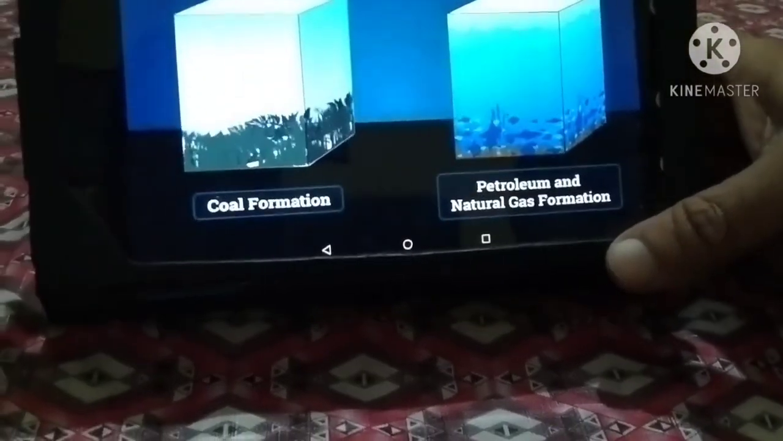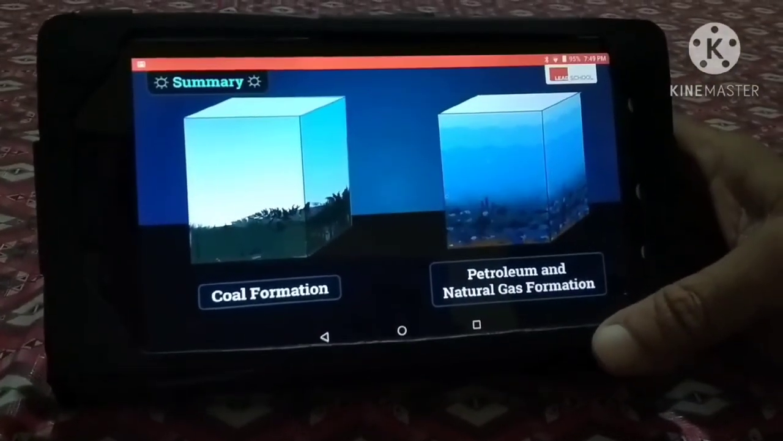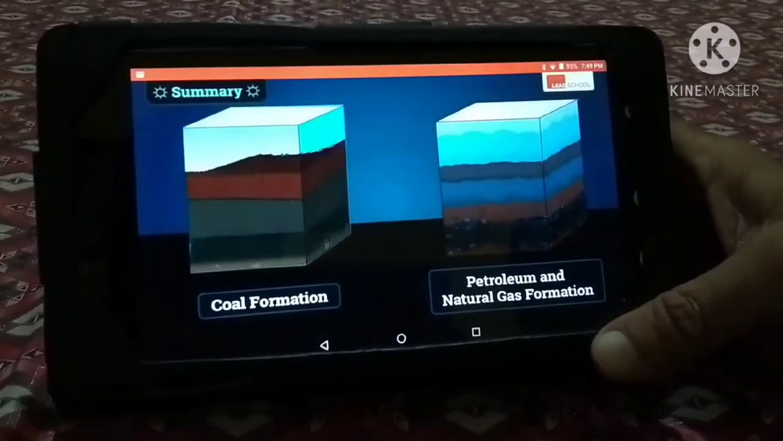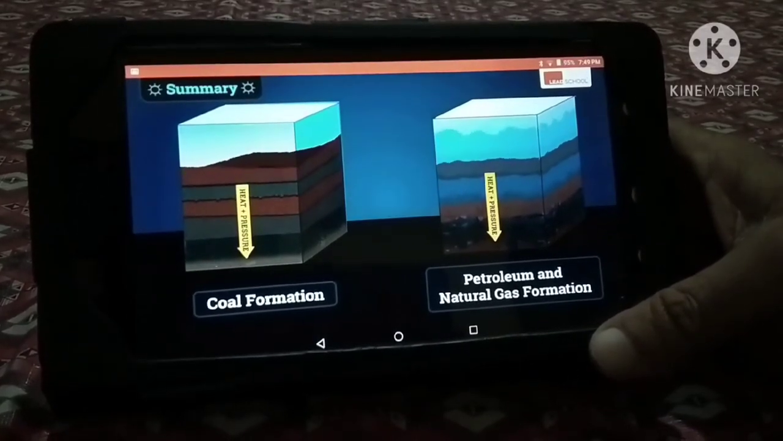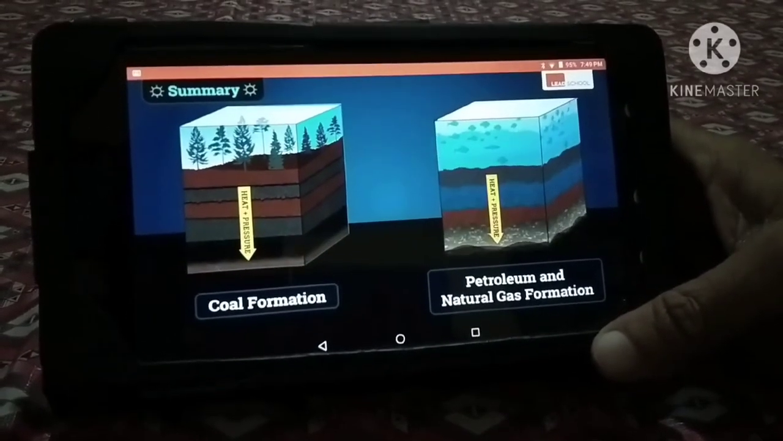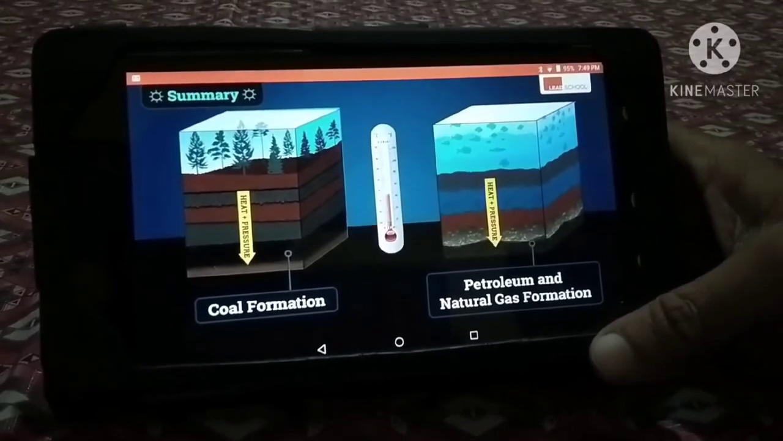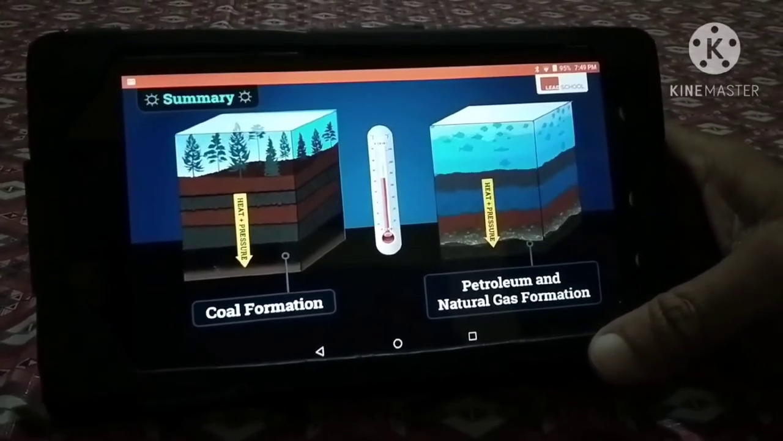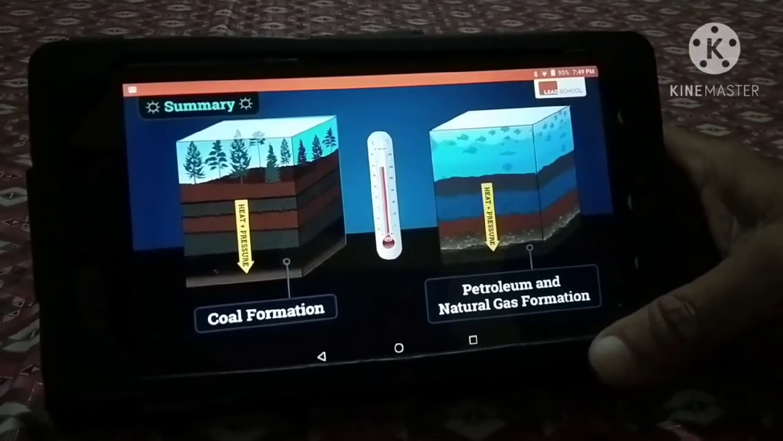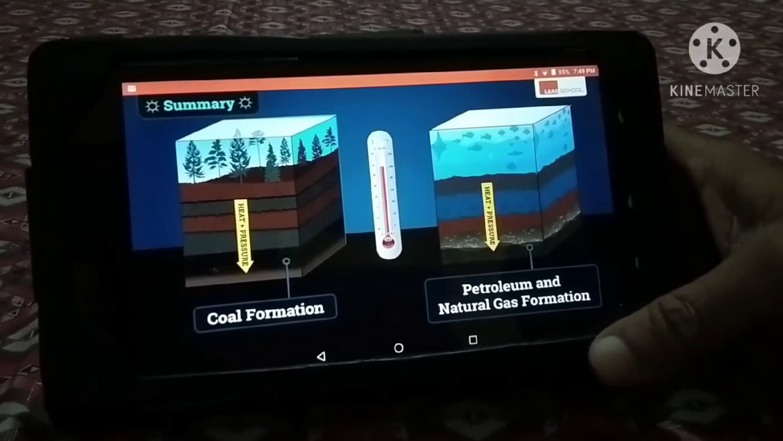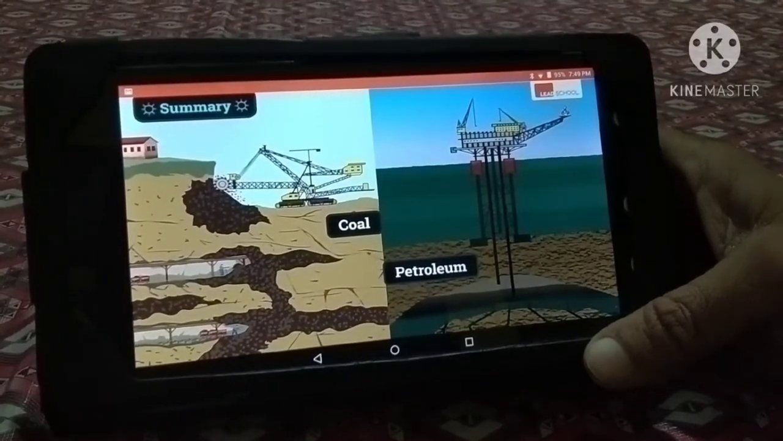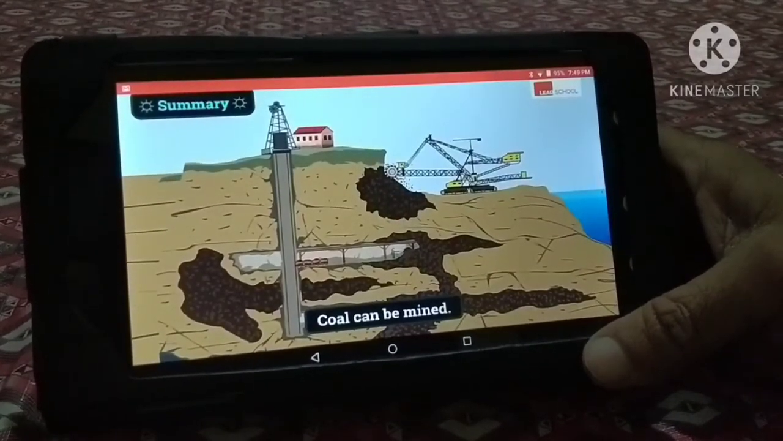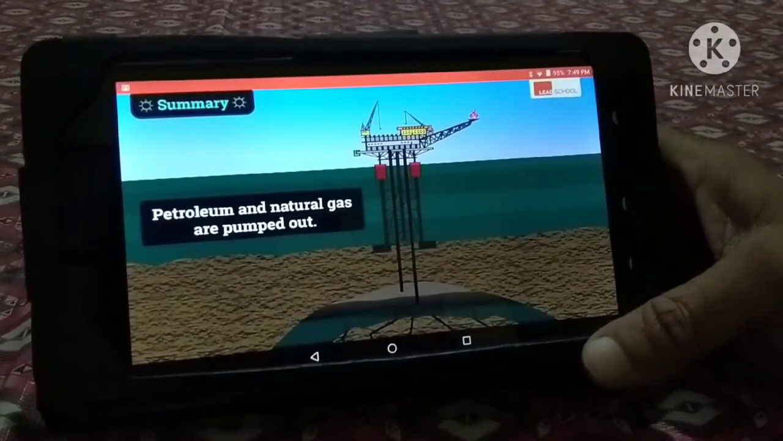So now we know that fossil fuels were formed when fossils of dead organisms got buried deep under layers of sand, clay, and rocks and were converted into fuels under extremely high temperature and pressure over millions of years. They are extracted by different means. Coal is mined and petroleum and natural gas are pumped out.